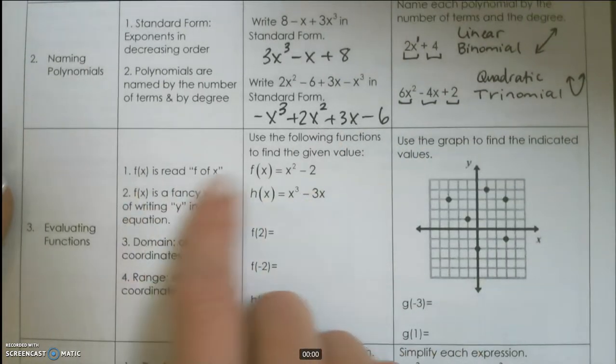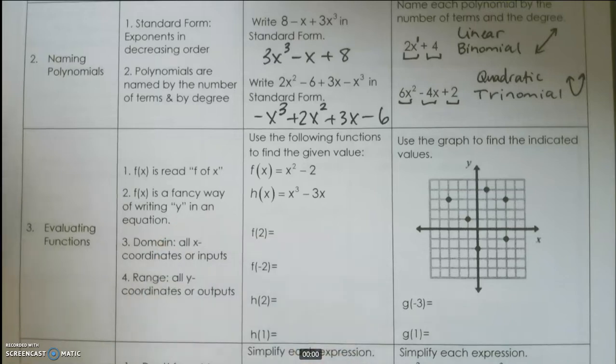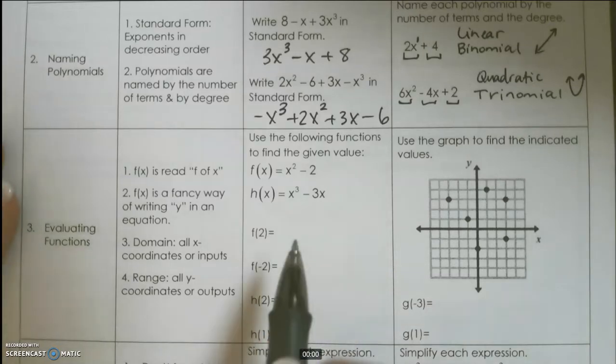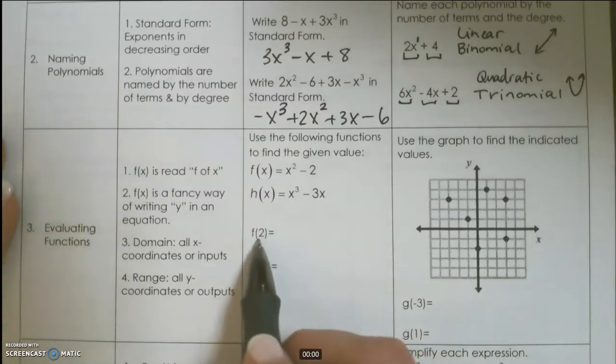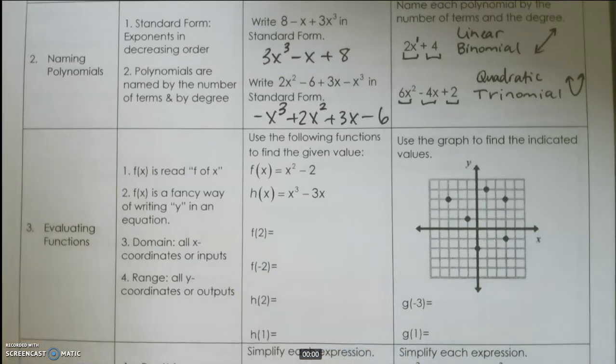We can evaluate functions either on the graph or with a given equation. This is read as f of x. It's a fancy way of writing y. So instead of using y, we're just using function notation. What's nice about function notation is you can see what you are plugging in, right? So this one I'm plugging in 2. This one I'm plugging in -2. So you can see what your input is, and then you can find your output.